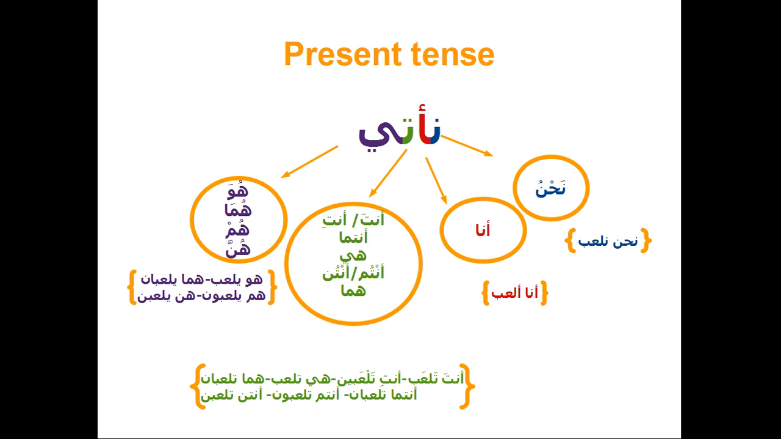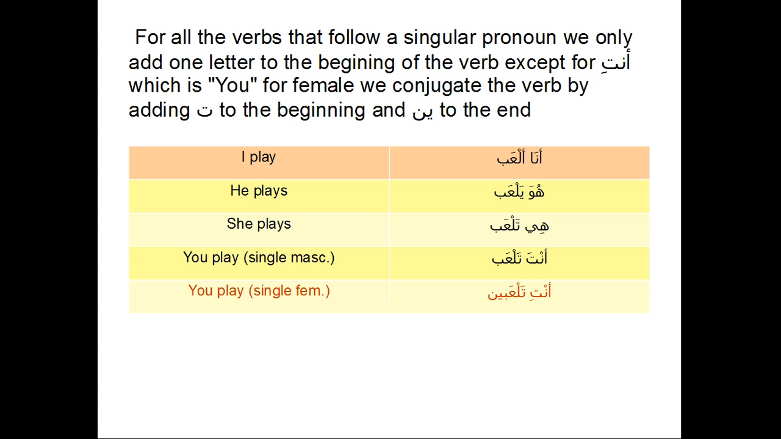For all verbs that follow a singular pronoun, we only add one letter to the beginning of the verb, except for أنتِ, where we add تاء to the beginning and ياء ونون to the end. So singular verbs, we only add one letter to the beginning of the verb.